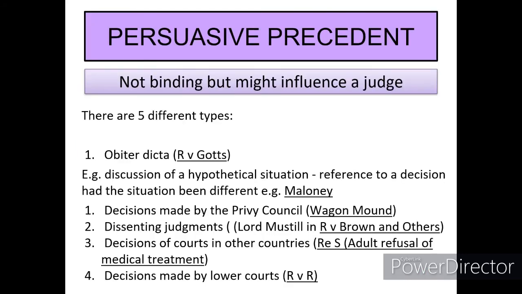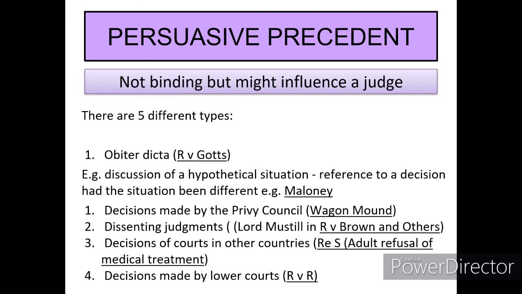So persuasive precedent isn't binding, but might influence a judge. And there are five different types of persuasive precedent. You've got obiter dicta statements, such as R v Gotts. And these obiter dicta statements could also be hypothetical situations that the judge makes. So a judge might say, if the case had been this, we might have ruled this. And a good example of that is in Maloney.